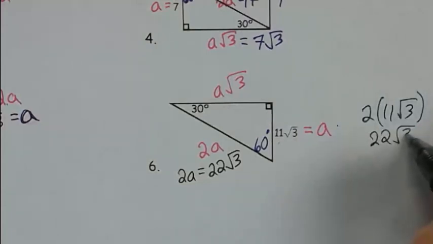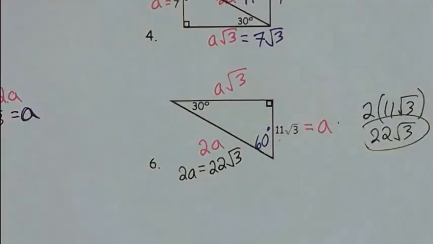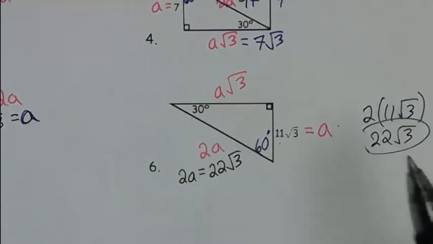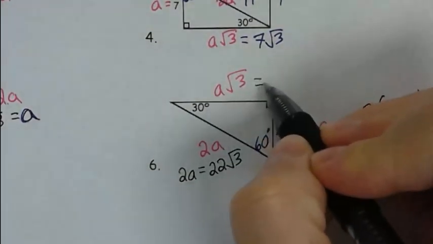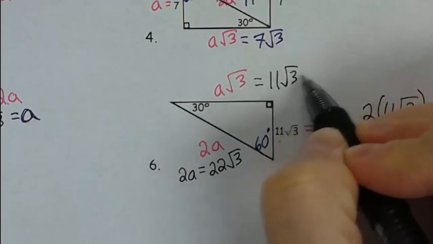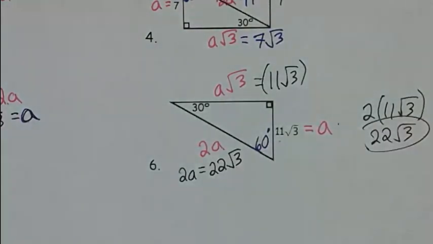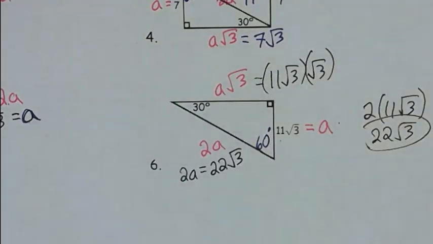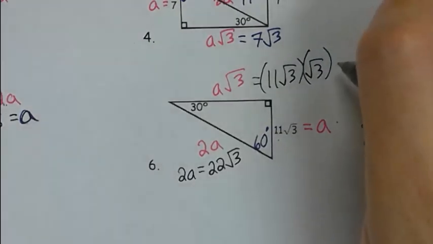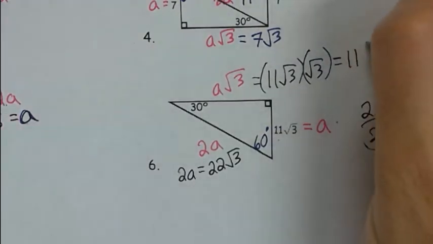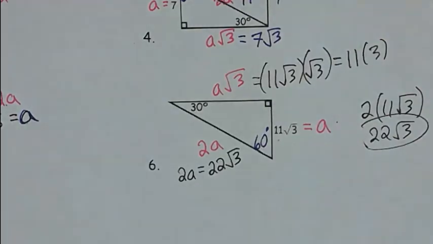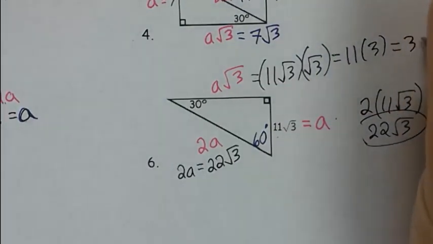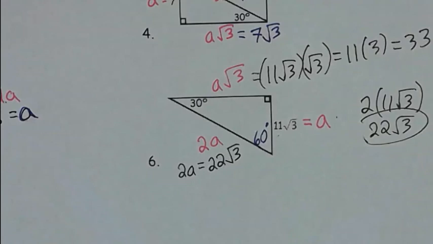22 root 3. And then lastly, if I need to do A root 3, well, I know that A is 11 root 3. That's my A value. And then multiply that by another root 3. Like before, root 3 times root 3 equals just 3. So I'm really just doing 11 times 3, and that equals 33. So we have now shown how to find all of these examples.